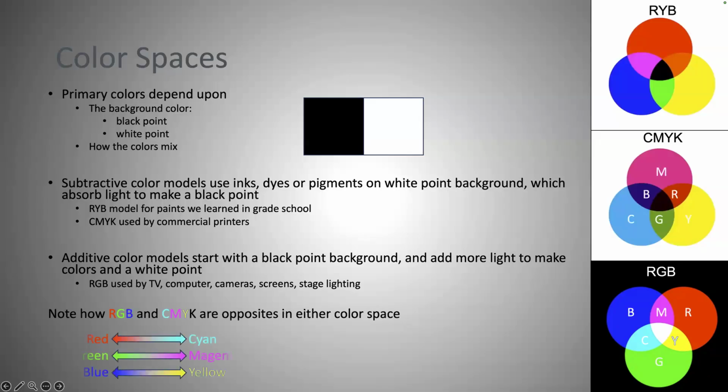But notice how RGB and CMYK are opposites, right? And their secondary colors are the primary colors of the other. Or another way to say this is that red and cyan are opposites, magenta and green are opposites, and yellow and blue are opposites, right? So the additive color and the subtractive colors are really just opposites in the color scales. And we'll see more about that later.